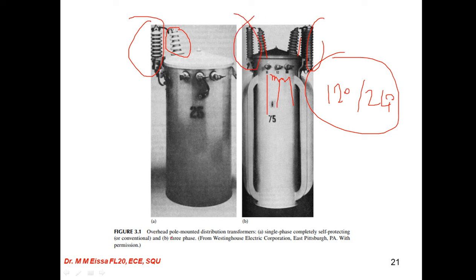So this is called an overhead pole mounted distribution transformer. This is single phase, completely self-protecting or conventional, and this is the three phase. This is called three phase. This is called single phase. Protecting or distribution transformer with the CSP.